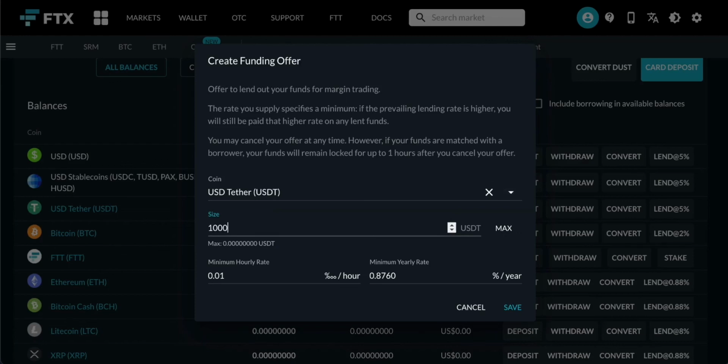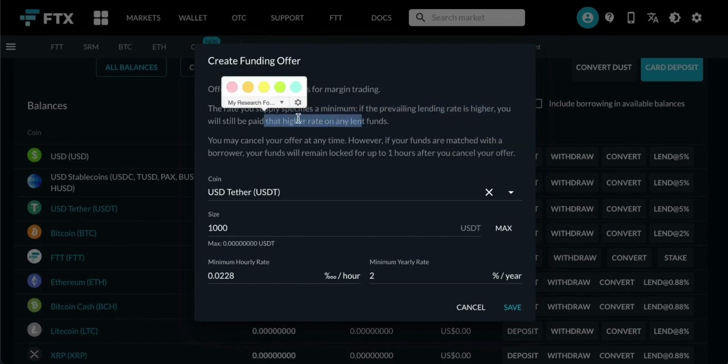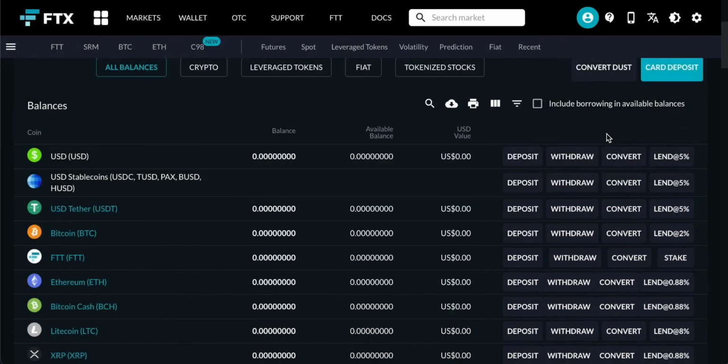So let's choose $1,000. Then you can choose the hourly rate and the yearly rate. So this is essentially like a money market where you can lend out your US dollar Tether to other people that are using it to borrow and trade on margin with. You might want the yearly rate to be around 2% per year, and it will work out the hourly rate for you. The rate that you specify is the minimum. So if the actual rate in the market is higher, you'll still be paid the higher rate. So if you're not doing anything else with the money and you just want to lend it out, then you may want to just put something very, very small in here, and it will be lent out at the best possible rate currently in the market. Just go and hit save, and then that will be lent out at the current market rate for you.